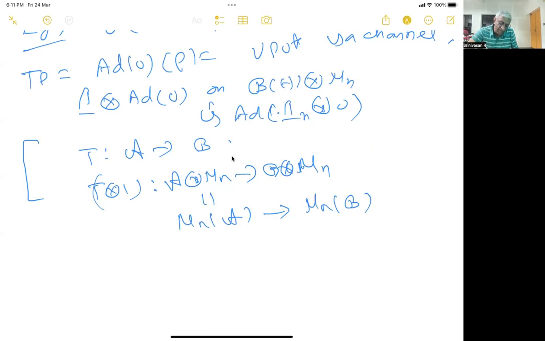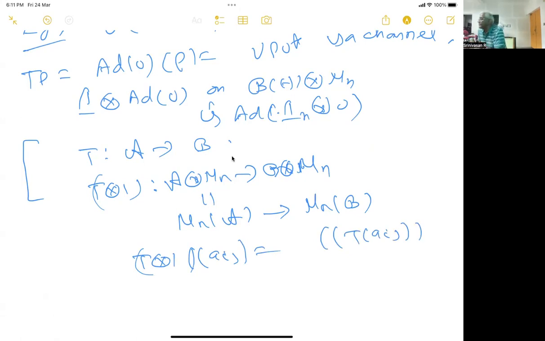So what will happen is, if we have entries Aij, this T tensor 1 of Aij will be T of Aij. That's all. T tensor 1 is actually defined on elementary tensors and then extended, and this extension is precisely this. And this has to be completely positive. A completely positive map will be automatically bounded. This is in fact what is called completely bounded.